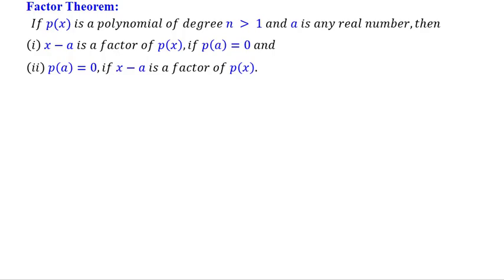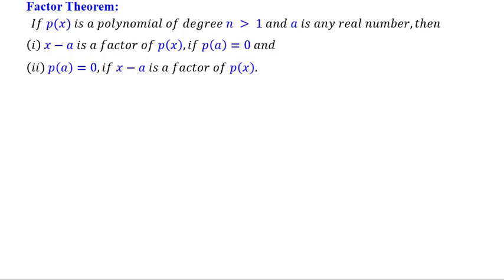Remainder theorem indicates that if I divide a polynomial with a linear polynomial like x minus a, then p(a) gives me the remainder. Now, if I divide by x minus a and my remainder is 0, then it indicates that x minus a is a factor of p(x), right? So the statement is that x minus a is a factor of p(x) if p(a) is 0. And if p(a) is 0, it indicates that x minus a is a factor of p(x). So this is the factor theorem.